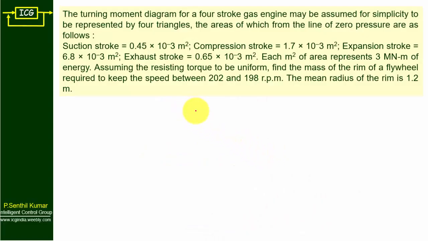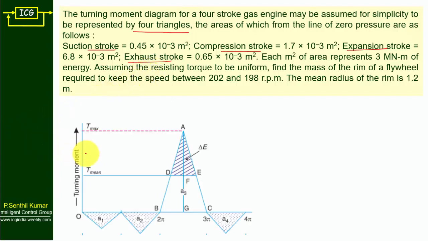The turning moment diagram for a four-stroke gas engine may be assumed, for simplicity, to be represented by four triangles from the line of zero pressure as follows. Here we have suction stroke, compression stroke, expansion stroke, exhaust stroke. It clearly shows that this is the turning moment diagram of an IC engine. So you will get a diagram like this.